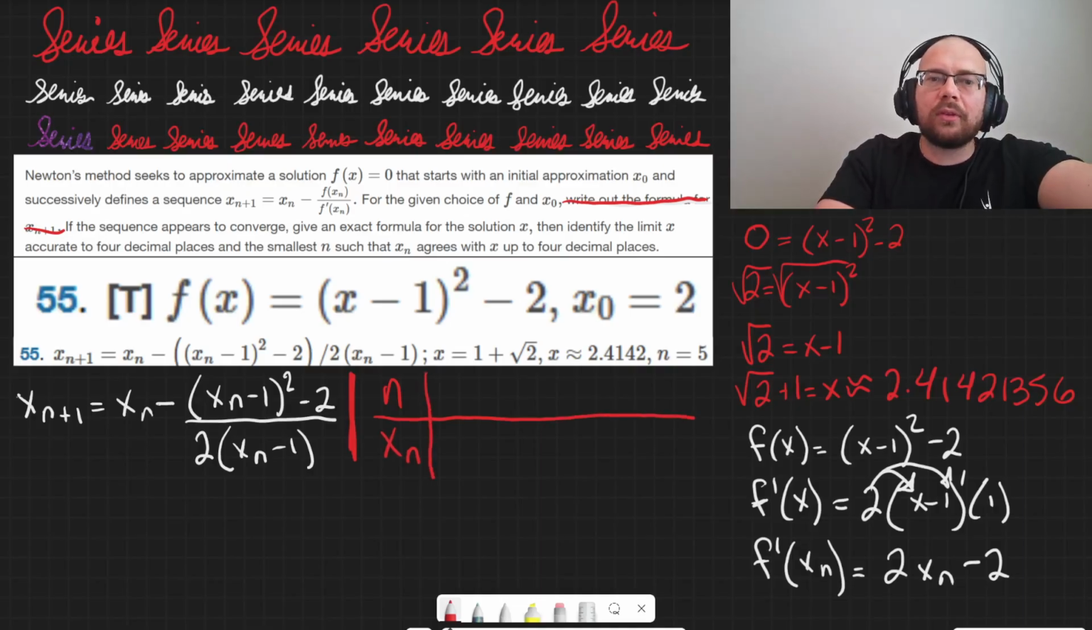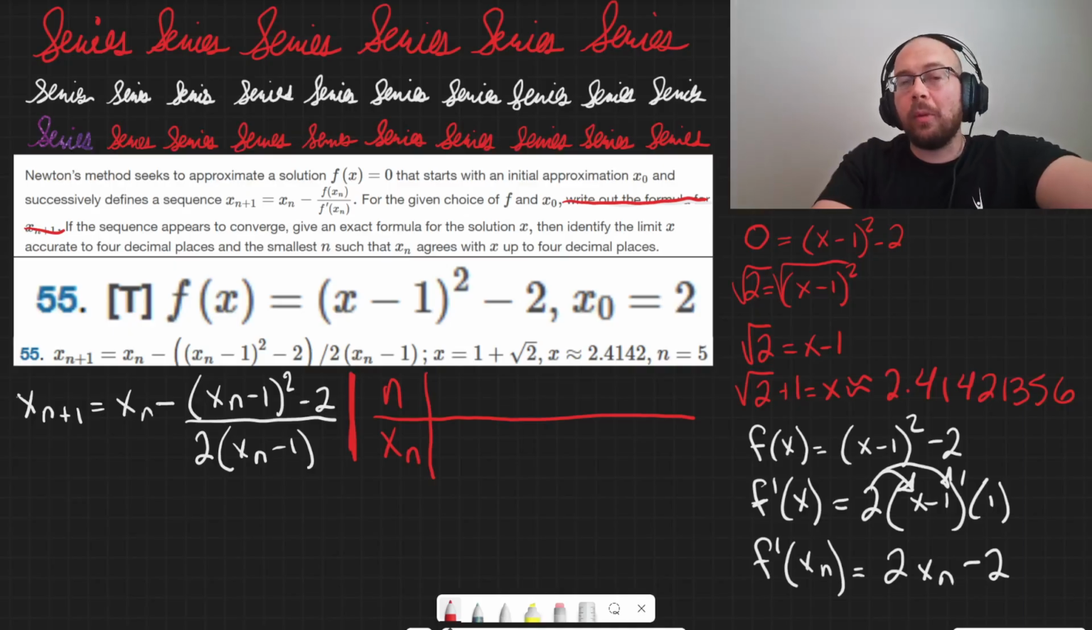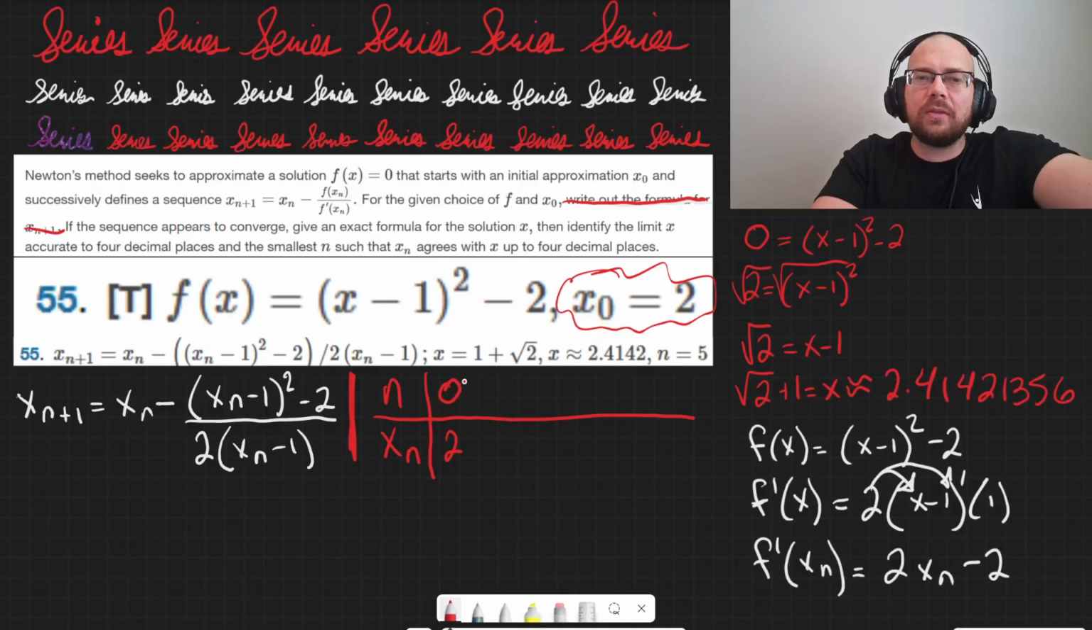Tables are almost always a good idea. I do a t-chart for almost everything, and I recommend you do it as well. We're going to start with an n value of 0. So if n is 0, then x sub 0, they say, is 2. That's all this initial stuff right here, right? So I'm just pulling that from the initial.